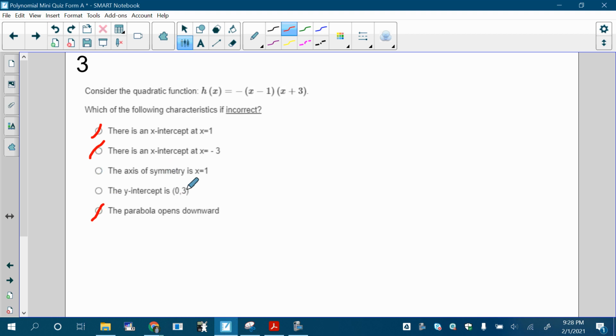Y-intercept of (0, 3). How do you find a y-intercept? You plug in 0 for x. So if I plug in 0, I get negative 1 times 3 times another negative, that's positive 3. That's correct. So this one must be incorrect. The axis of symmetry is x equals 1. Why is that incorrect? Well, if you want to think about it graphically, I have an x-intercept at 1 and an x-intercept at negative 3. So an x-intercept there and an x-intercept there.